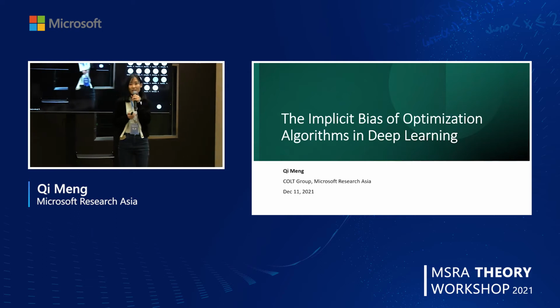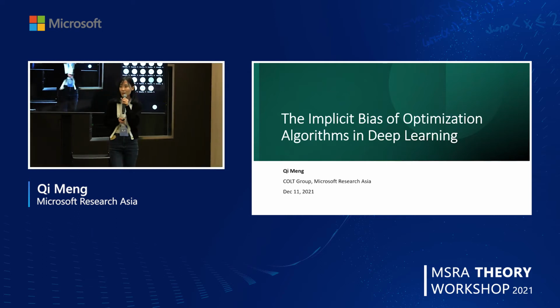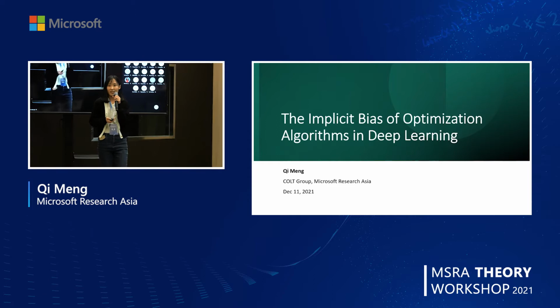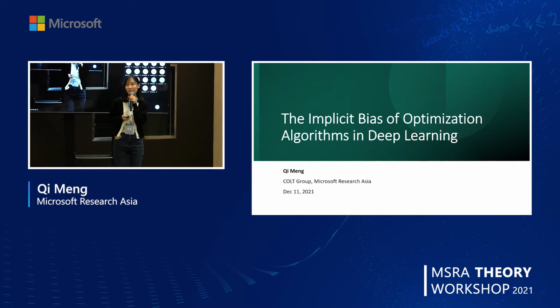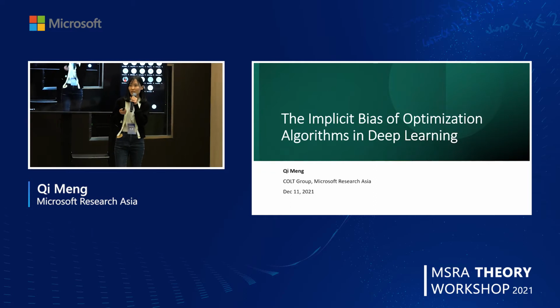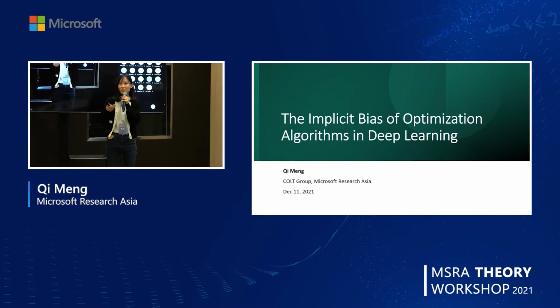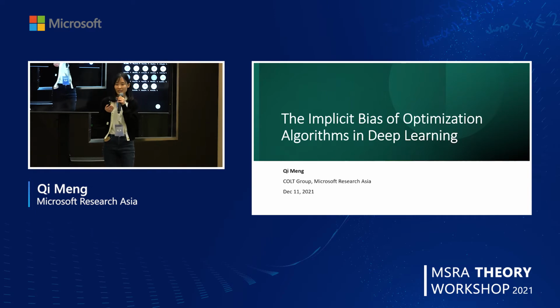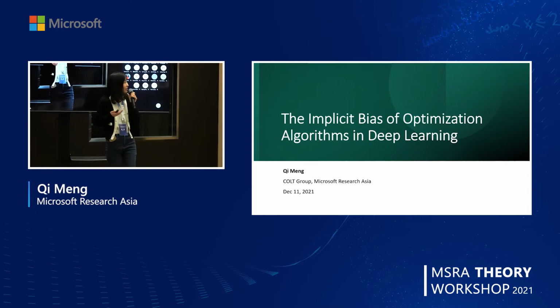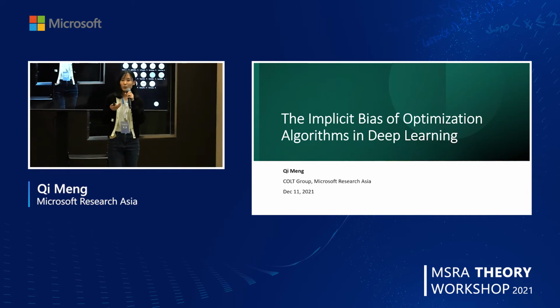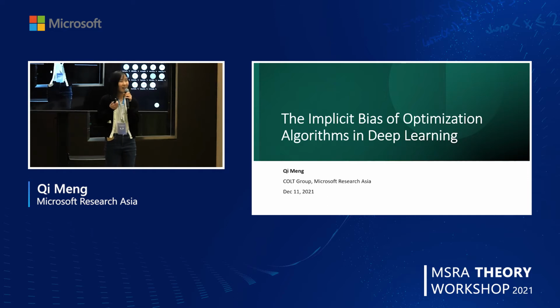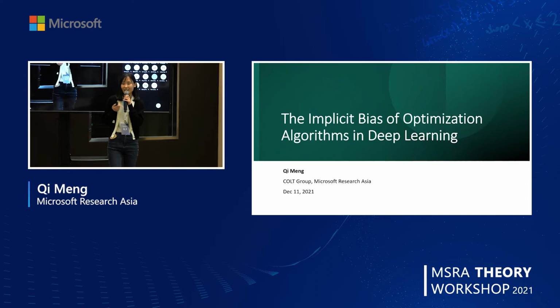Today I'll talk about the implicit bias of optimization algorithms in deep learning. Actually, in the first talk this afternoon, Professor Li introduced some similar properties about this topic, and here I'd like to introduce the implicit bias in deep learning as well.